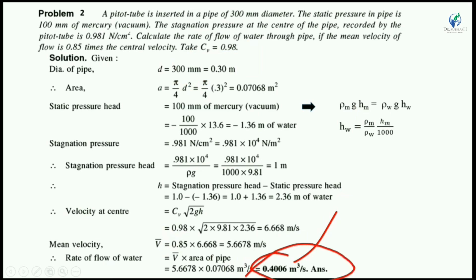Okay, so I hope, friends, you understand very well the concept of the Pitot tube, its application, and how the example of the Pitot tube is solved. Okay, thank you.